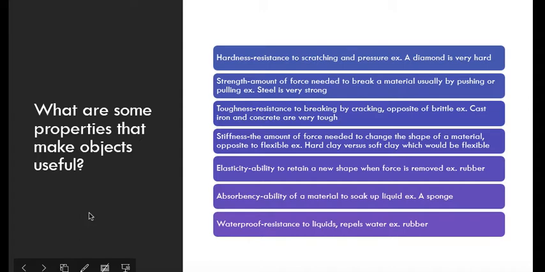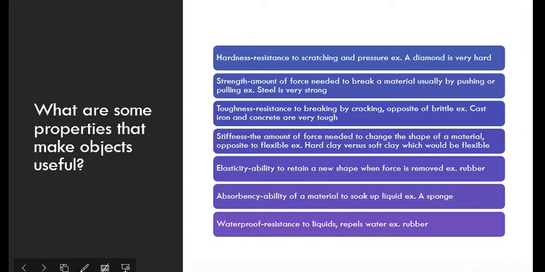What are some properties that make objects useful? Hardness. This is the resistance to scratching and pressure. So for example, a diamond is very hard. Strength. The amount of force needed to break a material, usually by pushing or pulling. So for example, steel is very strong.